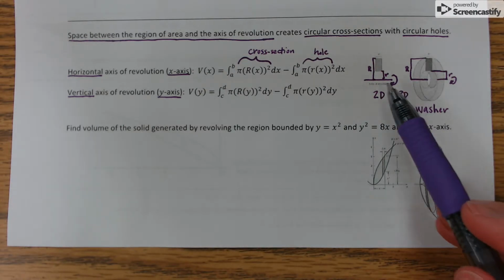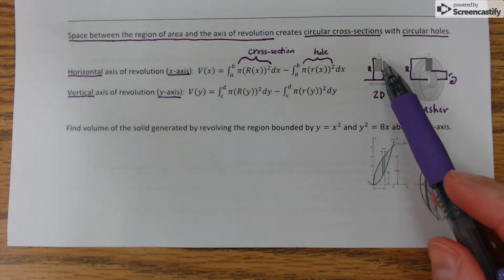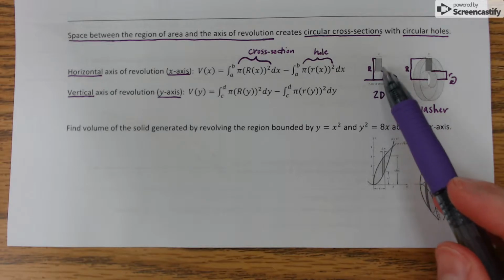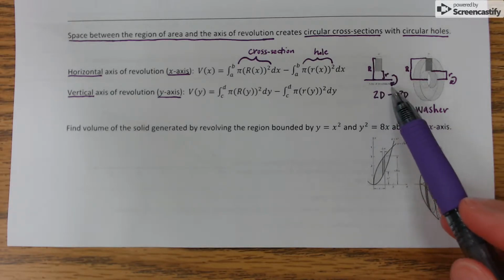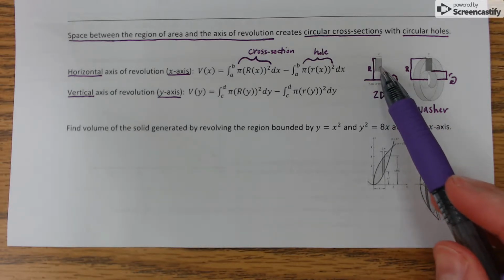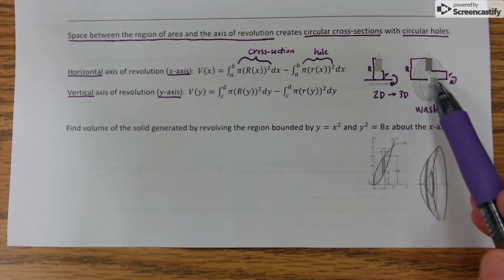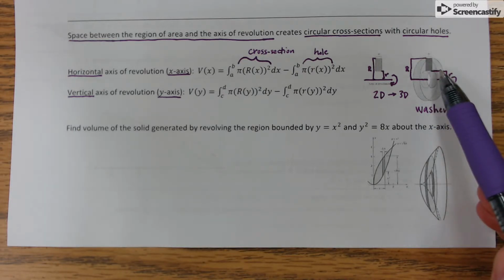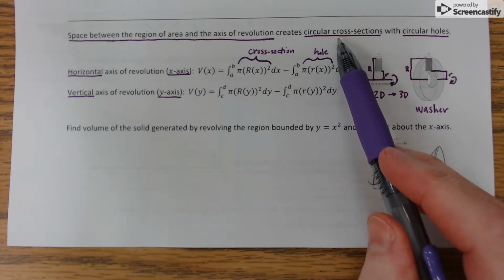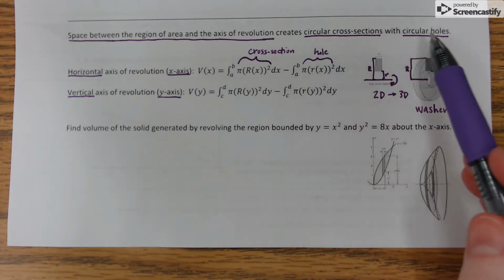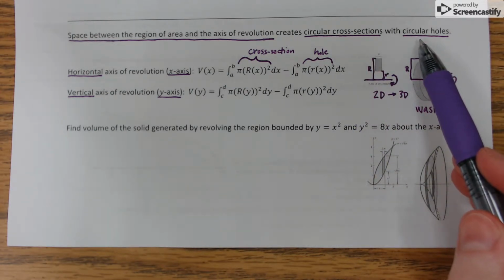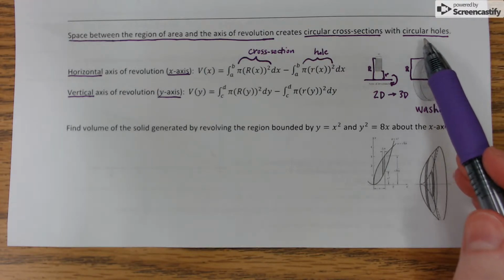So if you look with me at this two-dimensional graph here, the shaded region is above the axis of revolution that's going to go around the x-axis. So when we revolve that, the space here between the region and the axis creates a hole or an empty space in our three-dimensional shape. And when we cross-section that, we're still going to get circular cross-sections because of the revolution, but we're also going to get these circular holes, which are not part of the volume that we're trying to find. So we're going to need to subtract those out.